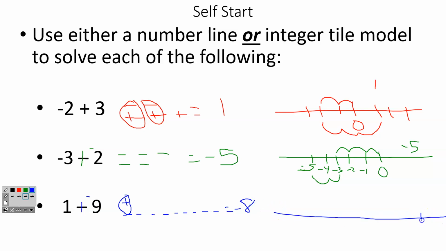On a number line, 1, 2, 3, 4, 5, 6, 7, 8, 9. We'll just go to 9. So I'm going to go 1 positive, so like this, and then 9 in the negative, 1, 2, 3, 4, 5, 6, 7, 8, 9. So I actually ended up at a -8. So there you go. There's the answers for today's self-start.